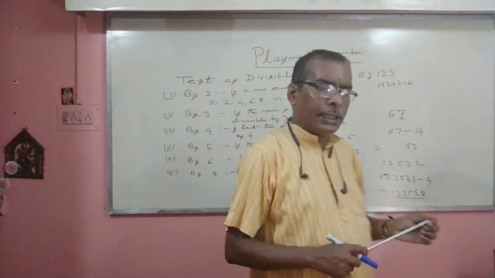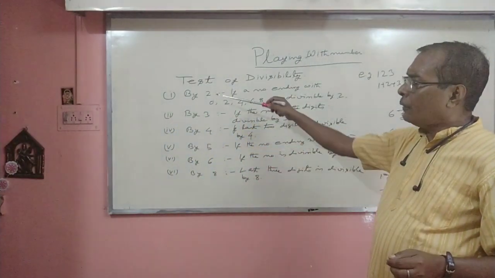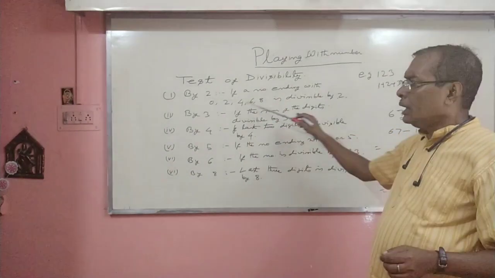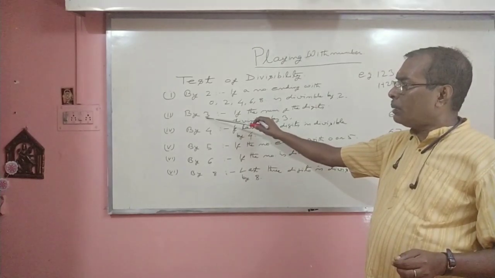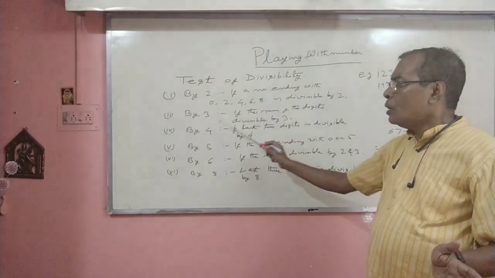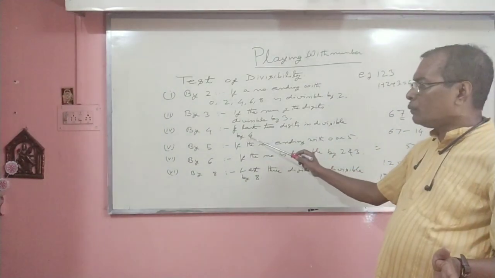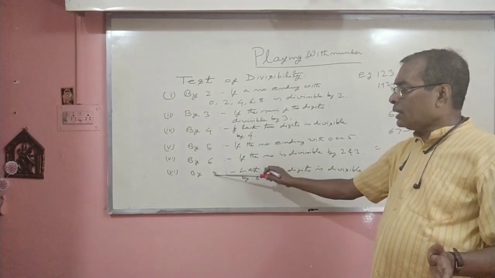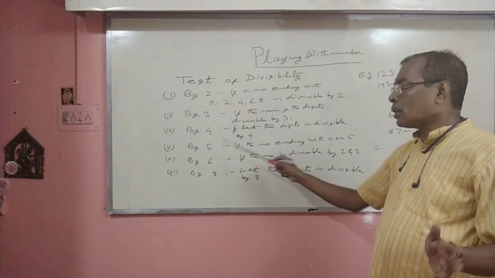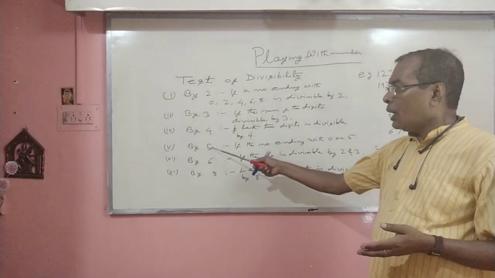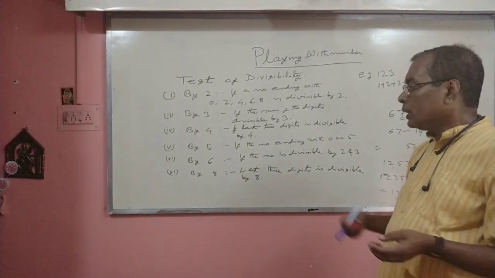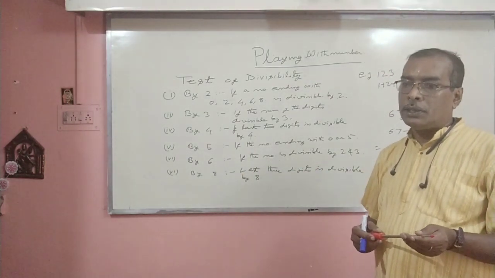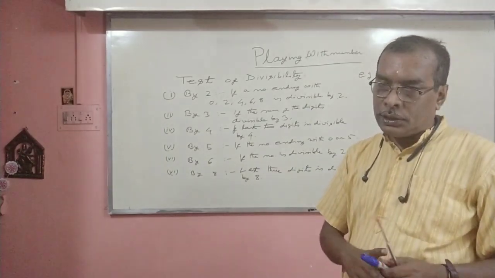By the way, I think it is very clear that a number is divisible by 2 when it ends with 0, 2, 4, 6 or 8. If the sum of the digits is divisible by 3, then the whole number will be divisible by 3. For 4, if the last two digits are divisible by 4, then the number is divisible by 4. For 8, if the last three digits are divisible by 8, then the complete number will be divisible by 8. For 5, if the number ends with 0 or 5, then it is divisible by 5. For 6, if it is divisible by 2 and 3, it will be divisible by 6. So this is actually the thing.